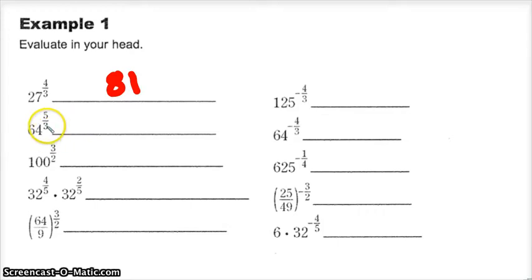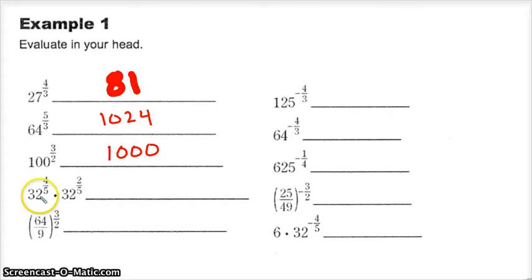The third root of 64 raised to the fifth power is 1024. The second root of 100 is 10, raised to the third power is 1000.